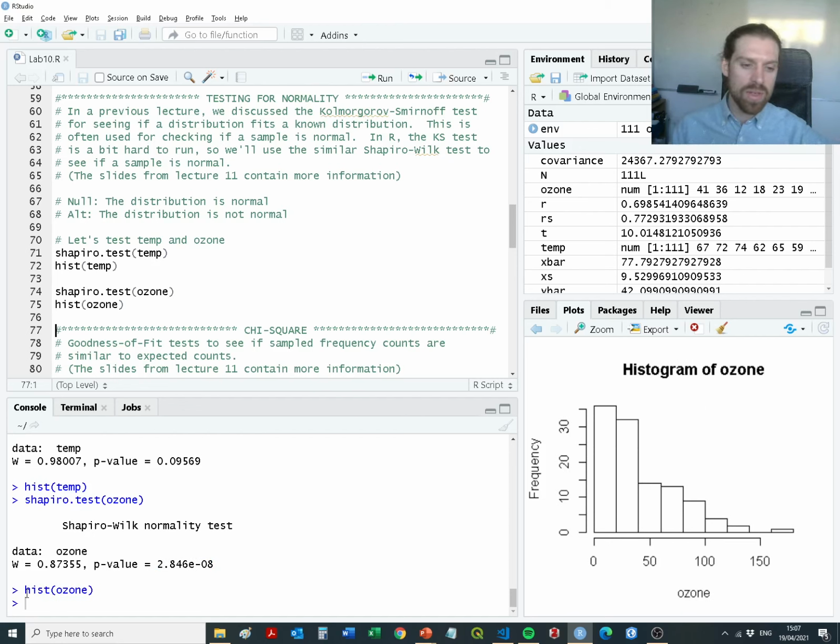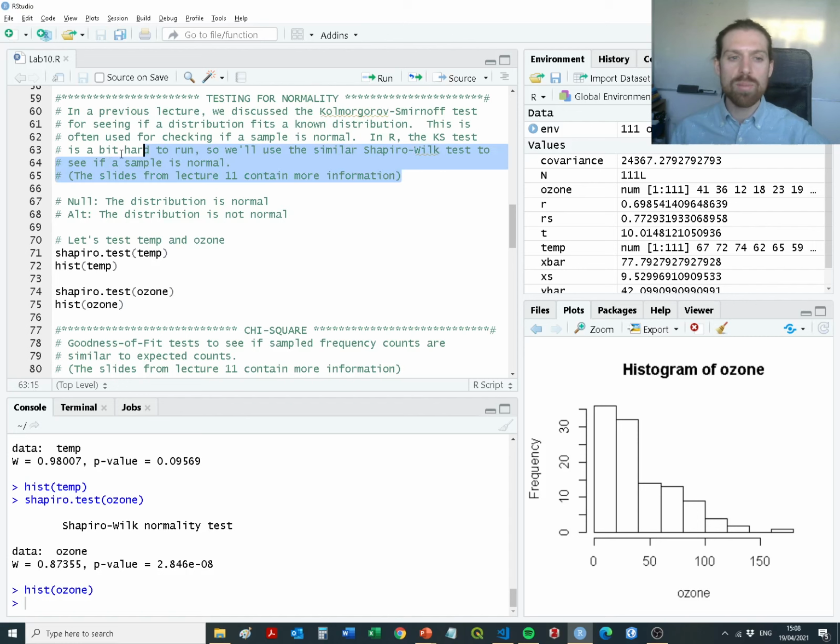Now, here we have the ozone data plotted, and you can see that this is nowhere near normally distributed. It's incredibly positively skewed, so you have a really long tail over here. This obviously does not conform to the normally distributed data requirements that we have.